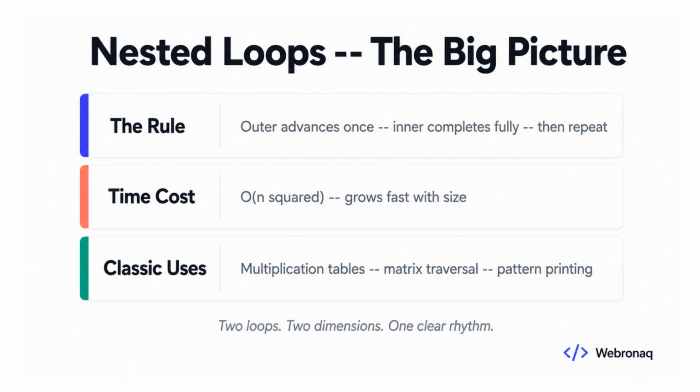The classic situations where they shine are matrix and grid traversal, generating multiplication or pattern tables, and comparing every pair of elements in a list. Remember the 2 pitfalls. Check your boundary conditions carefully, and always use distinct variable names for each loop.